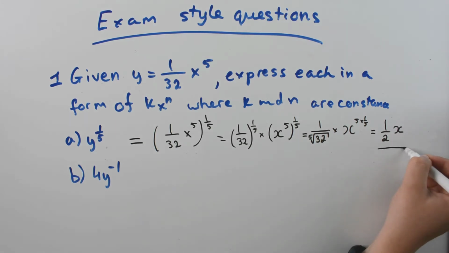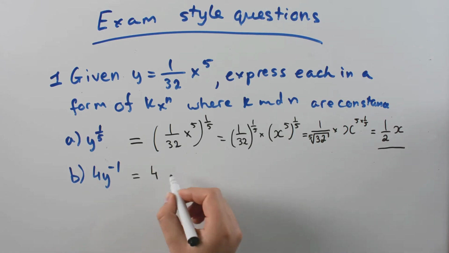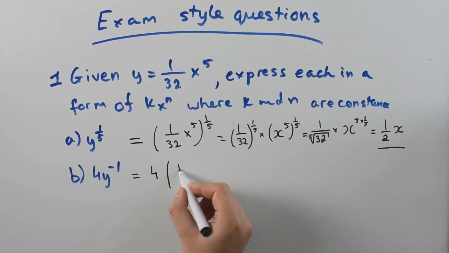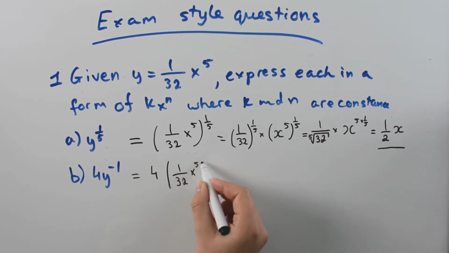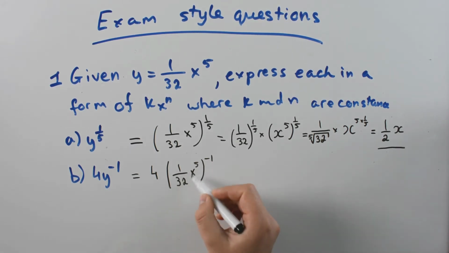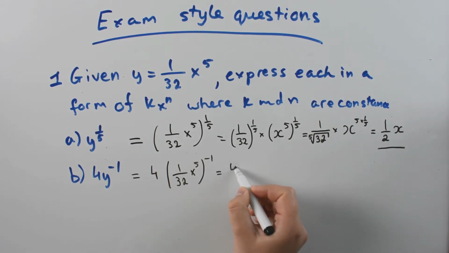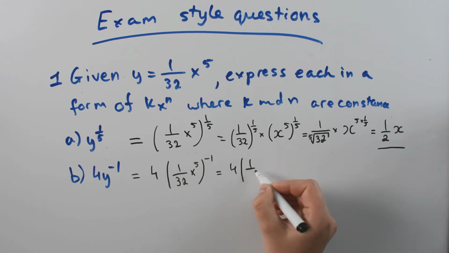Okay, and now we're going to look at part B. So you need to replace y again with the original expression. So we have 4 times brackets 1 over 32x to the power of 5 to the power of minus 1 altogether. Just like in the previous part, the minus 1 will affect both parts, the 1 over 32 and x to the power of 5.